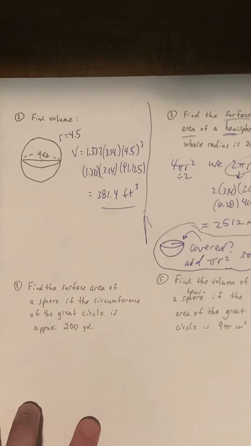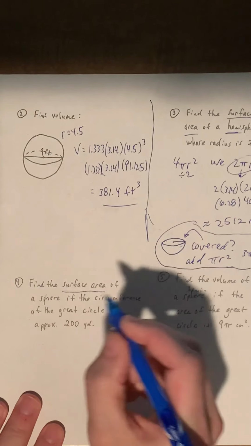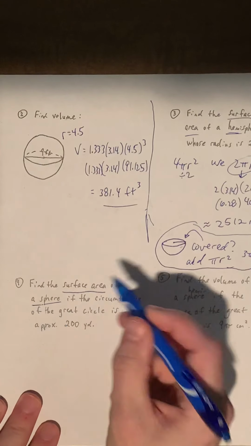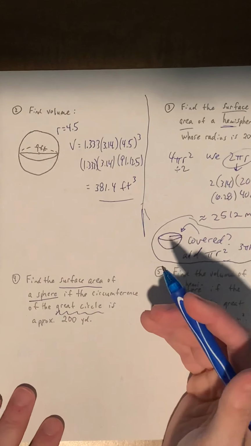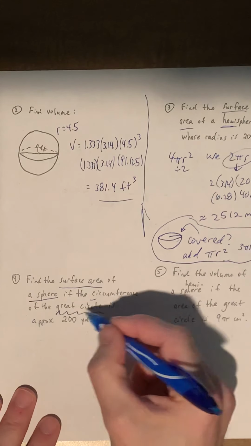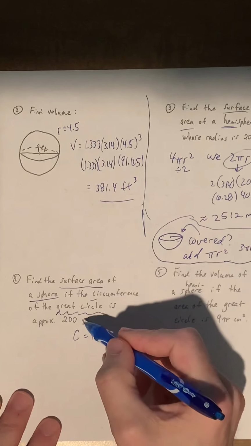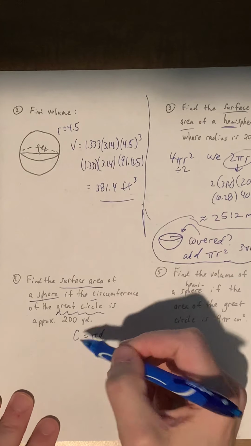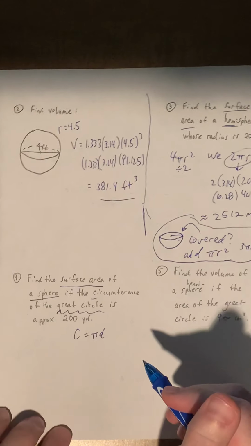So just a little side note about hemisphere surface area. Okay, on to number 4. I talked about that long enough, huh? All right, number 4, find the surface area of a sphere if the circumference of the great circle is approximately 200. All right, so they don't give us a normal volume or diameter. They give us some information about the great circle, which is a normal 2-dimensional circle. So they give us the circumference of the great circle. Well, the circumference is pi d. So we're going to have to work backwards with the 200 for the circumference and figure out what the diameter or radius is, and then use that for the surface area, okay?